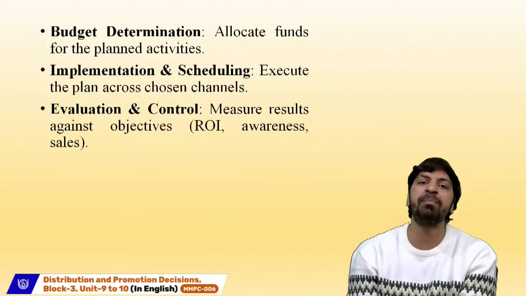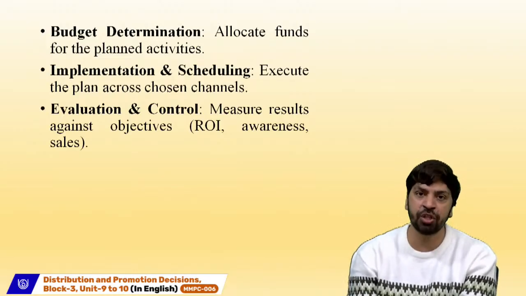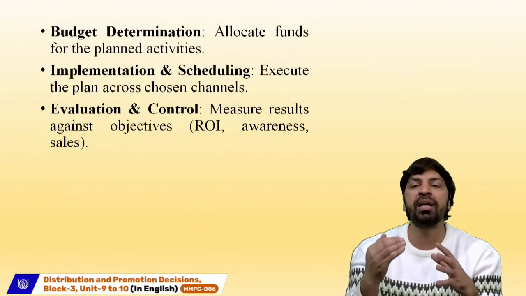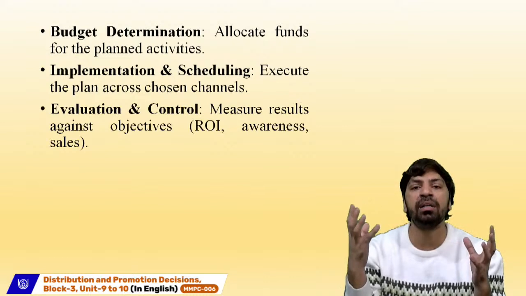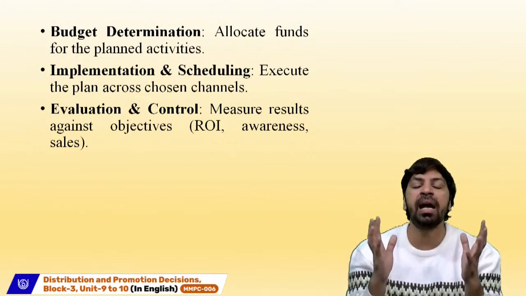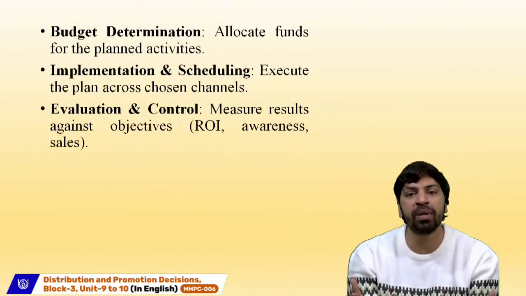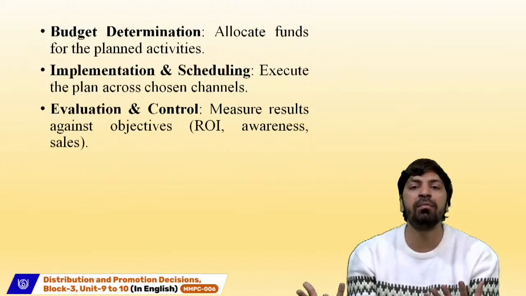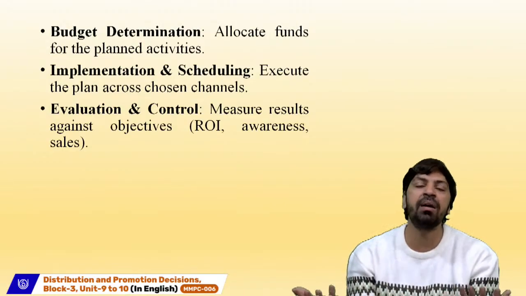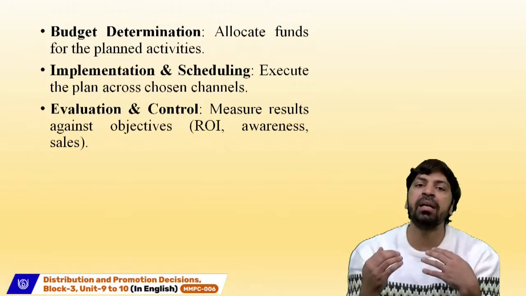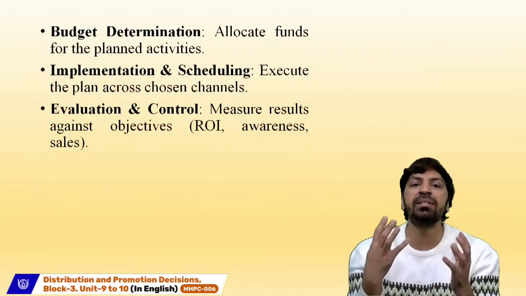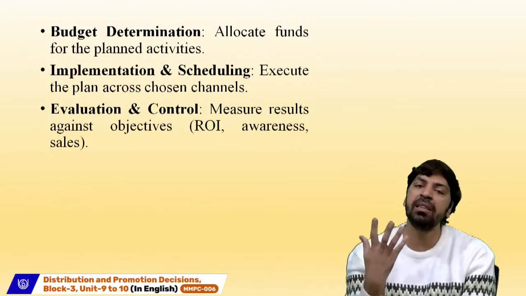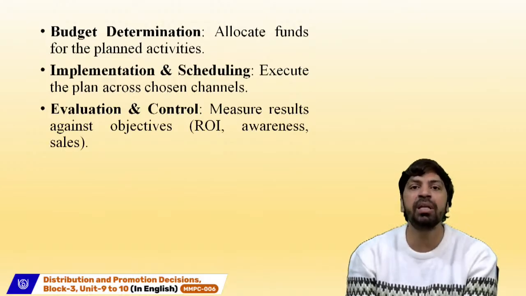Then the next step is implementation and scheduling. It refers to executing the plan. Once the company has planned the objective, how the funds have been allocated, and how the channels have been decided for the promotion of the product using the most appropriate channels, then it is time to execute the plan across the selected channels, and that's called implementation and scheduling.